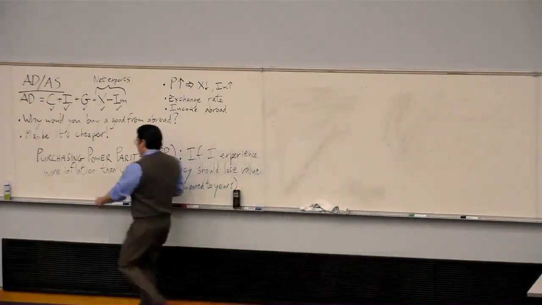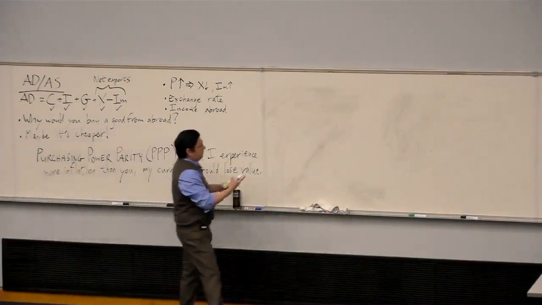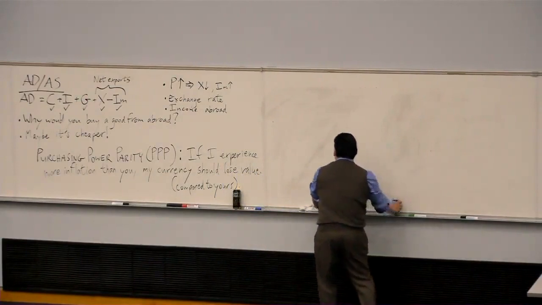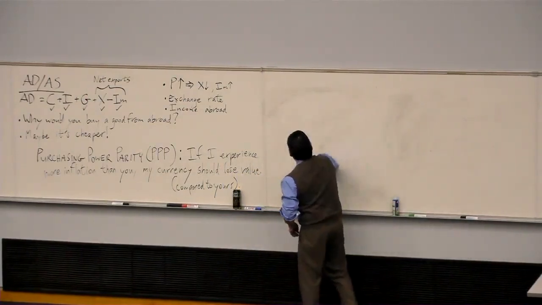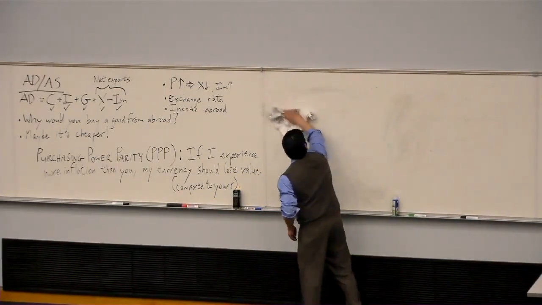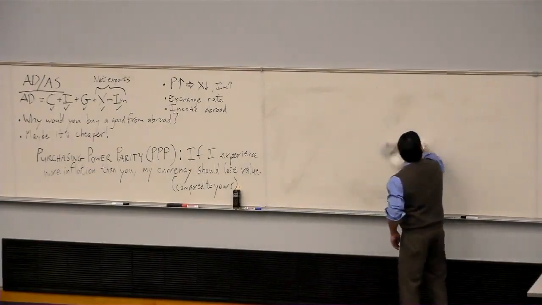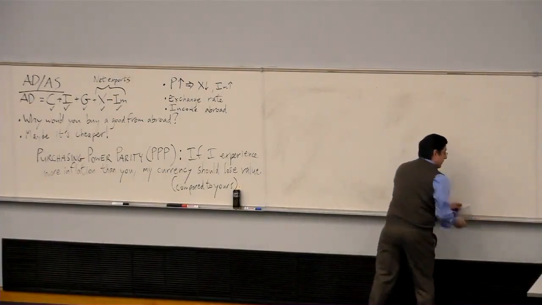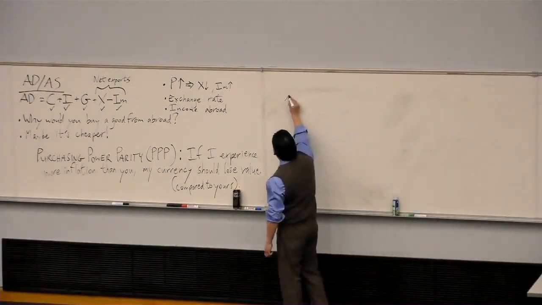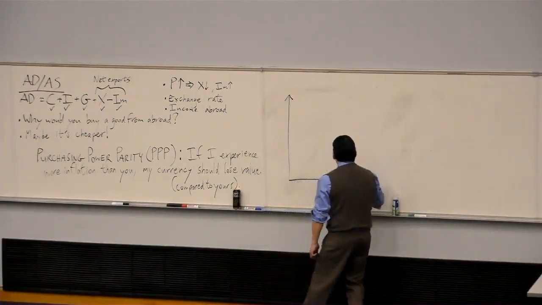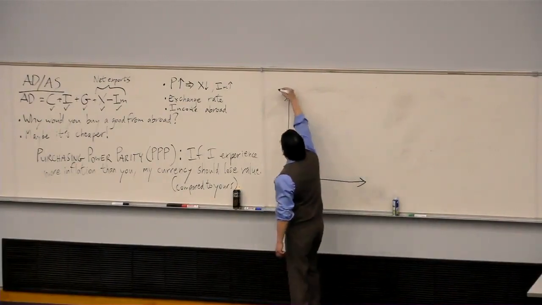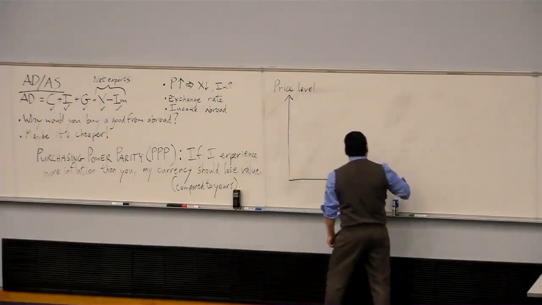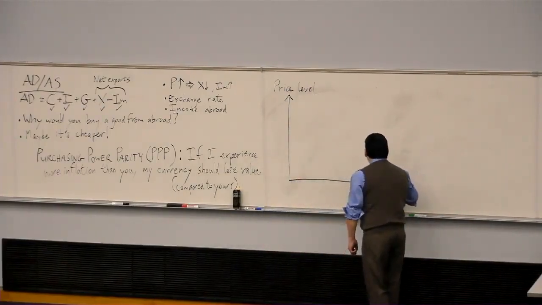So let me just clean the board. Over a couple of weeks, we've managed to have a thorough discussion of the various things that determine aggregate demand. We have here on this axis the price level, and on this axis real GDP.